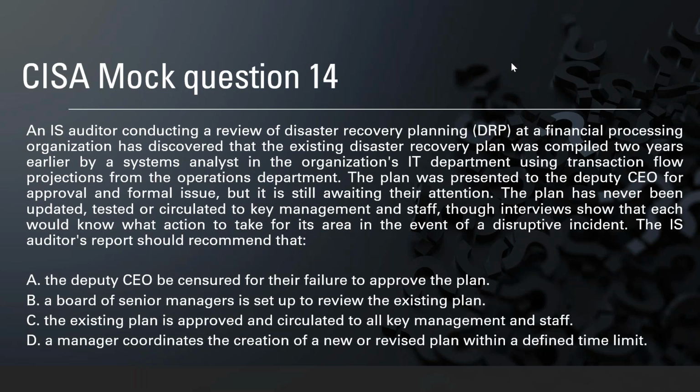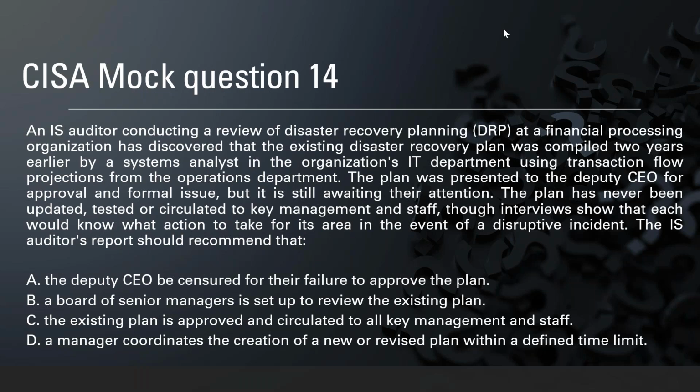Yeah, the question will be very descriptive like this. You will have a paragraph, you have to read through the paragraph, then answer it. The question is from an auditor's point of view: what does he have to recommend in the audit report? He cannot recommend that the existing plan is approved and circulated to the key management staff, which is not the right answer. Senior managers setting up a review of the existing plan will not immediately ensure the existence of a proper DRP.